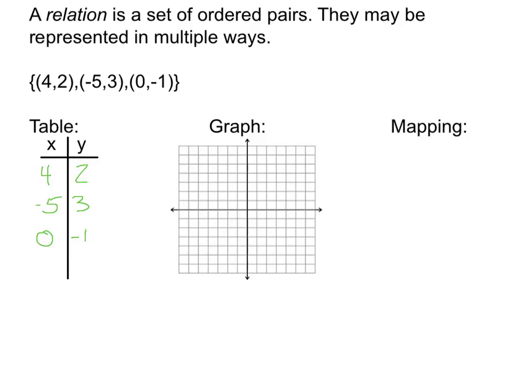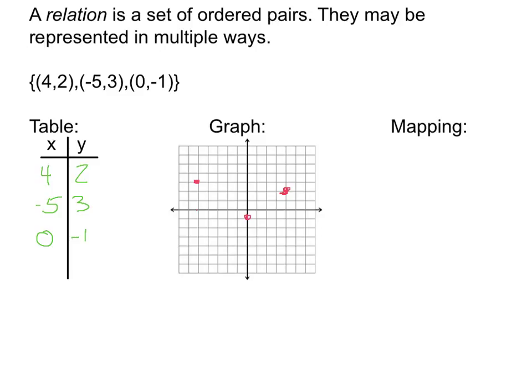On to the graphing. We're just going to graph these three ordered pairs, and if you remember, to do 4, 2, from the origin, you'll go 4 right and 2 up, and there's my first point. Okay? From -5, 3, I go -5 to the left, and 3 up. There's -5, 3, and for 0, -1, I just go down 1. And there's a graph of our three ordered pairs, and that's another way to represent a relation.